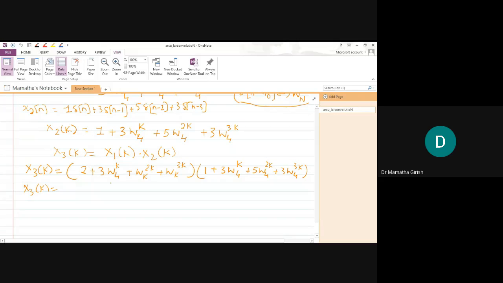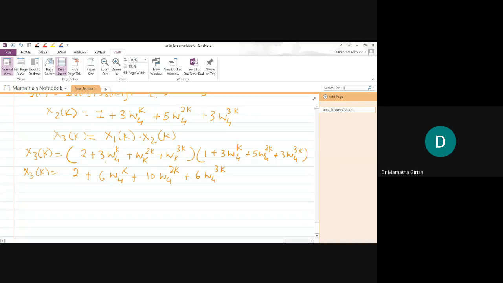We start with the first term. 2 into 1 is 2, plus 2 into 3 is 6, w4 to the power of k as it is, plus 2 into 5 is 10, w4 to the power of 2k as it is, plus 2 into 3 is 6, w4 to the power of 3k as it is. Is it clear? The first term is multiplied with all the terms present in the second bracket.